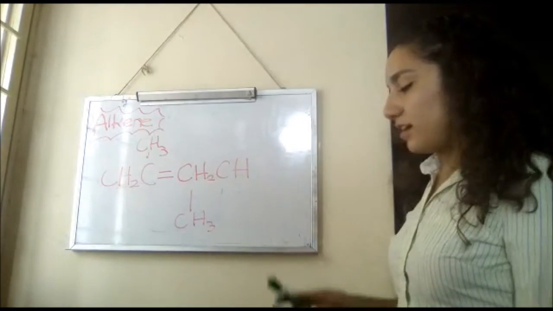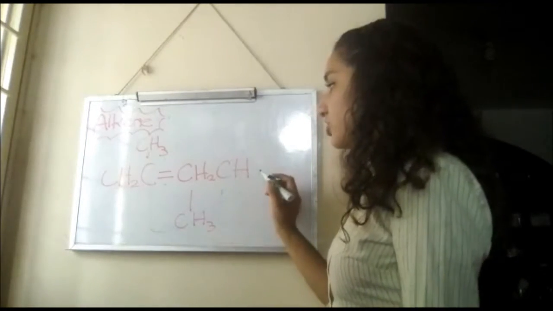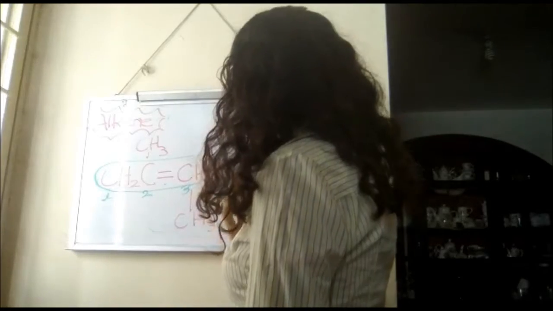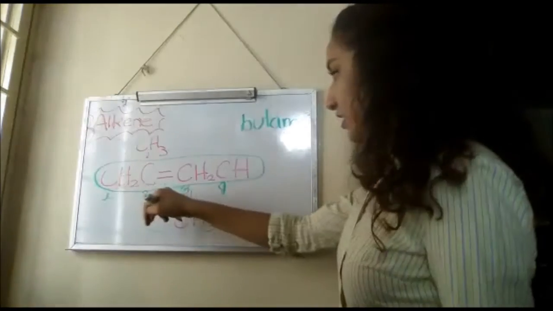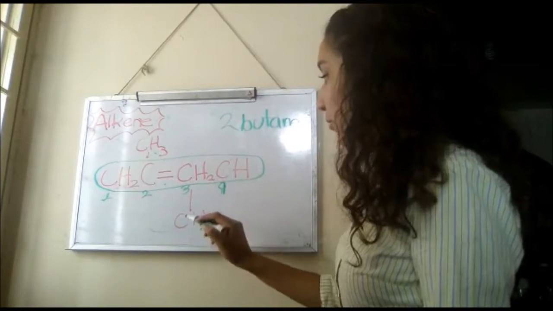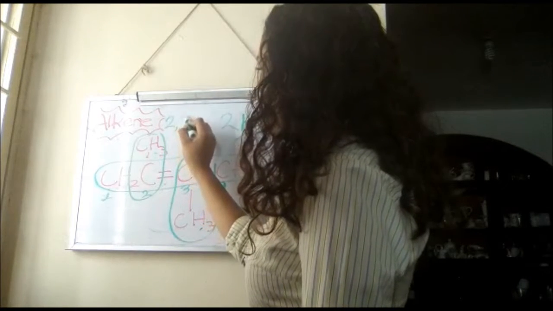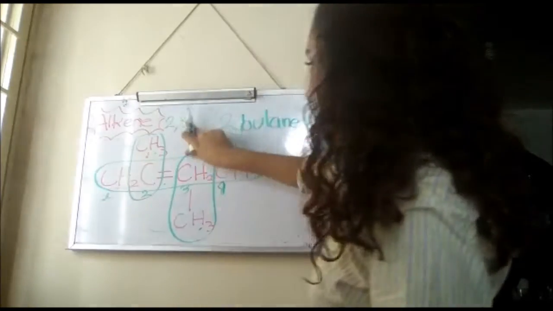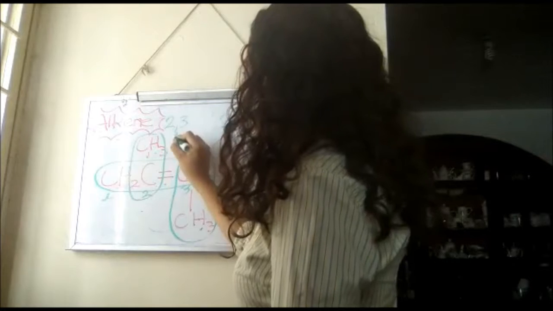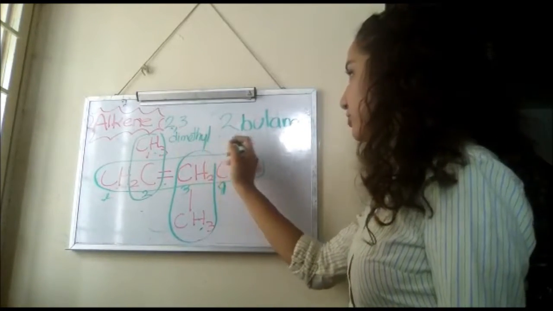So let's start to name an alkene. As we know, an alkene has a double bond, that is here. At first you need to identify the main chain of carbons, that is this. Here we have 1, 2, 3, and 4 carbons, so it is butane. And here we have the double bond in the second carbon, so it is 2-butene. And on carbons number 2 and 3, we have methyl groups. Because we have two methyl groups, it is 2,3-dimethyl. So the full name is 2,3-dimethyl-2-butene.